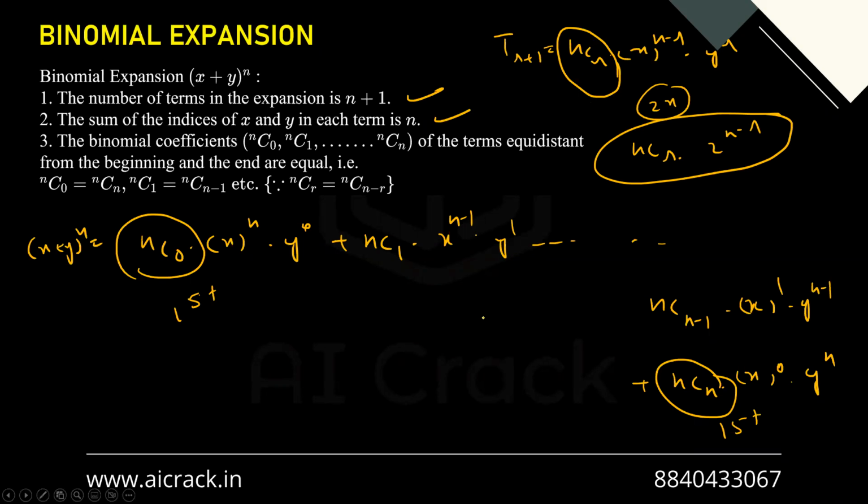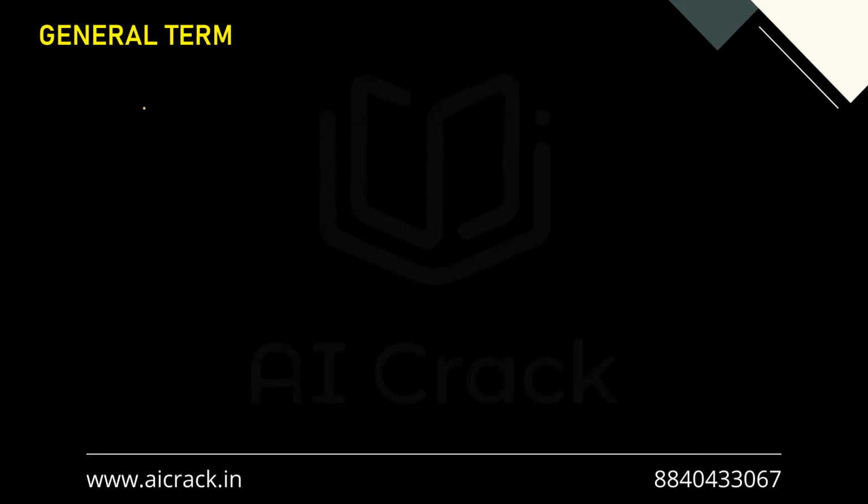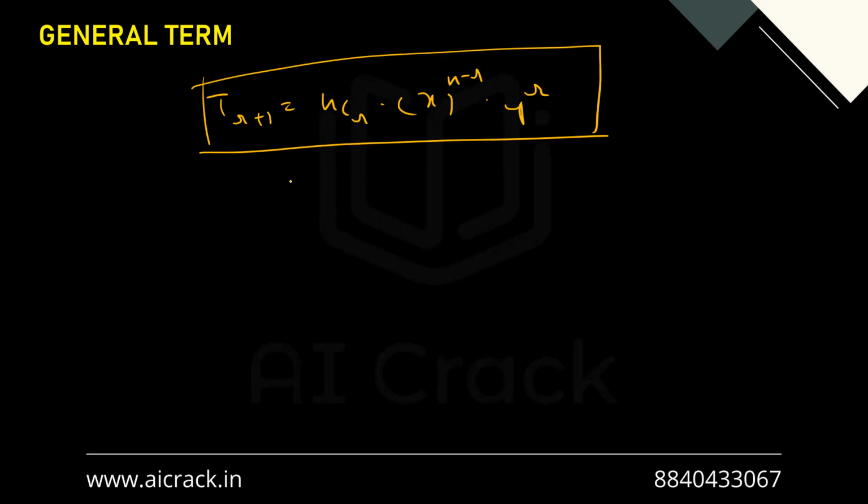Now let's move back to the point. It says that terms equidistant from the beginning and the end are equal. We know that nC0 and nCn are equal because nCr equals nC(n-r). You can see that this is nC1, and this is nC(n-1), so both are equal because of this property. Now let's talk about the general term, which we have already discussed. I'll write it formally once again: T(r+1) equals nCr, the binomial coefficient, multiplied by x^(n-r) · y^r. This is how we define the general term, and we know that there are a total of n + 1 terms in the case of (x + y)^n.